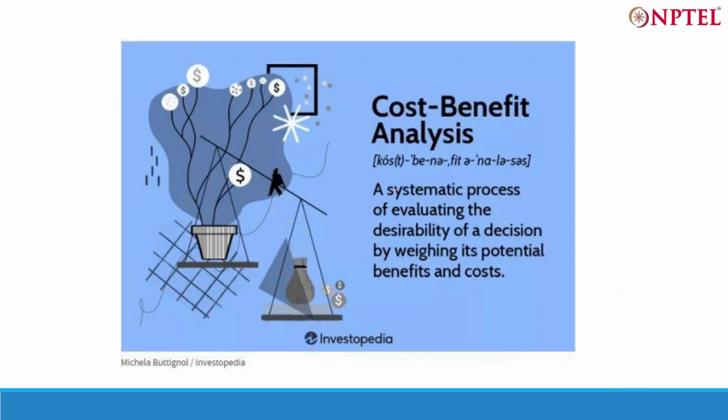So basically, cost benefit analysis is a systematic process of evaluating the desirability of a decision by weighing its potential benefits and costs. We first see the cost and then the benefits, and then we see whether costs are more or benefits are more. If benefits are more, we go ahead with the project. If costs are more, then we try to scale it down or redesign it.